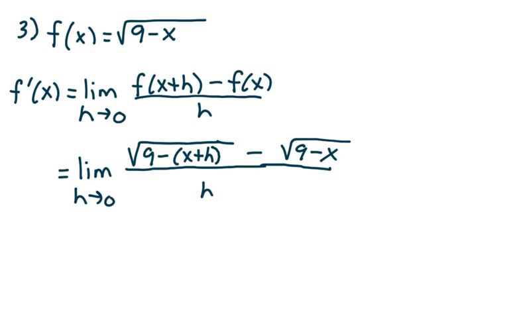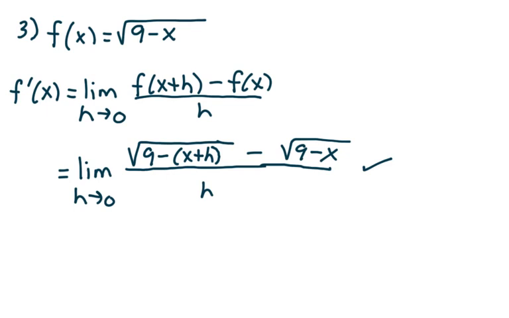Let's take a look at example 3. Suppose f of x is equal to the square root of 9 minus x. f prime of x is the limit as h goes to 0 of f of x plus h minus f of x all divided by h. And so this is the limit as h goes to 0 of the square root of 9 minus the quantity x plus h minus the square root of 9 minus x all divided by h right here.